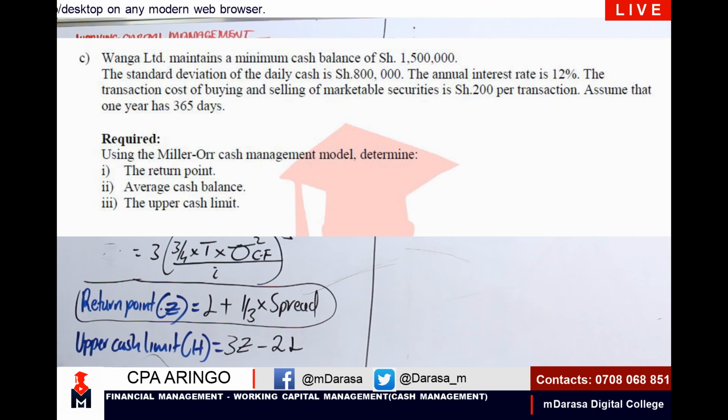You are required to, using the Miller-Orr cash management model, determine, number 1, the return point, number 2, average cash balance, and number 3, the upper cash limit. Of course, you can also go ahead and determine our spread. So looking at that case, my good students, this is what you're supposed to do.